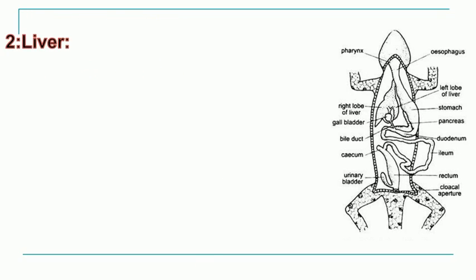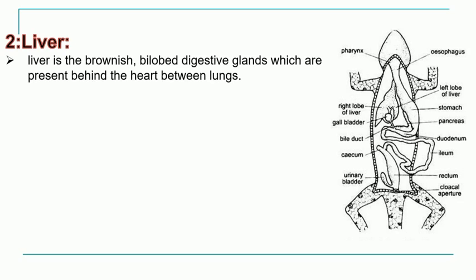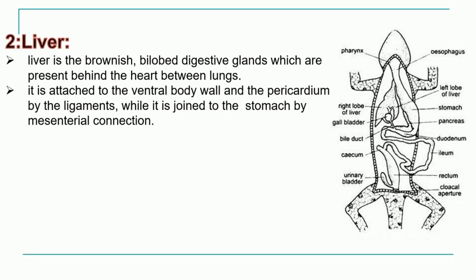Now we move to the second important digestive gland, the largest digestive gland of the body, that is the liver. It is the largest gland which is bilobed in appearance. It is brownish in color and present behind the heart between the two lungs. It is attached with the body wall. It is not loosely present, but the liver is attached to the body wall to give it a firm position.